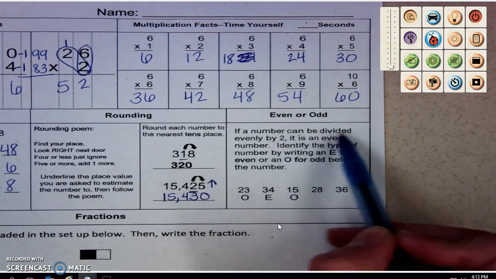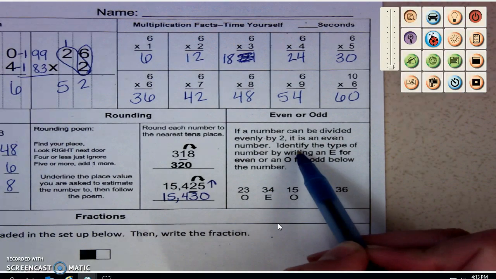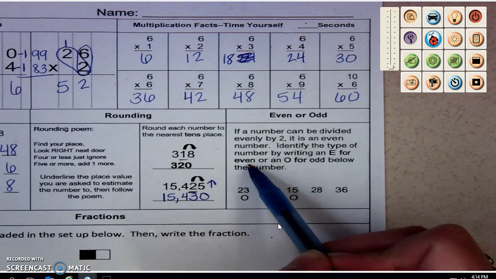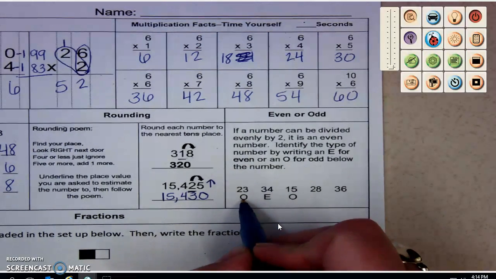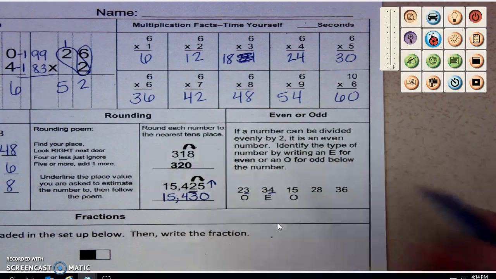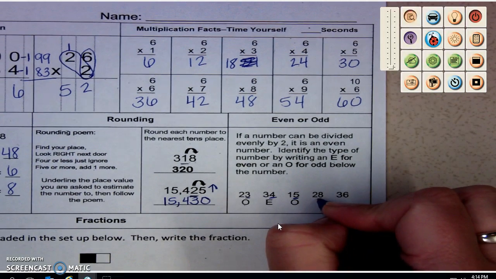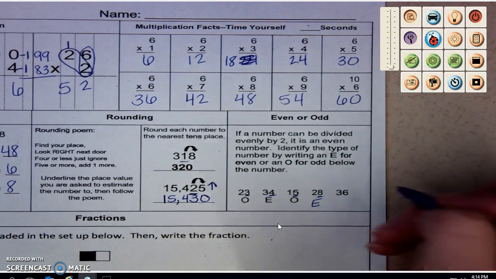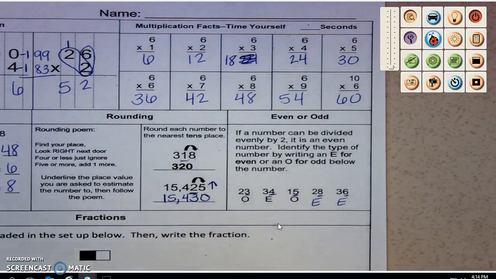Okay, even or odd. If a number can be divided evenly by 2, it is an even number. Identify what type of number by writing an E for even or an O for odd below. Okay, so that's an odd number because it ends in a 3. This is an even number because it ends in a 4. This is an odd number because it ends in a 5. So 28 is an even number because it ends in an 8. 36 is an even number because it ends in a 6.